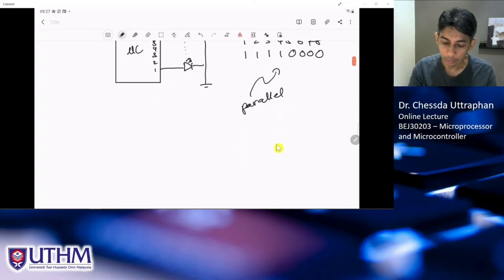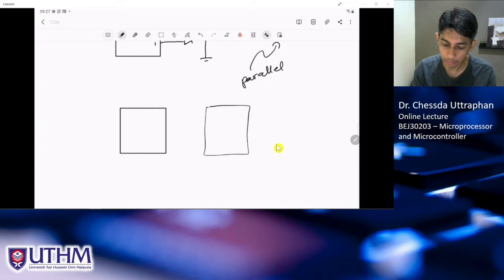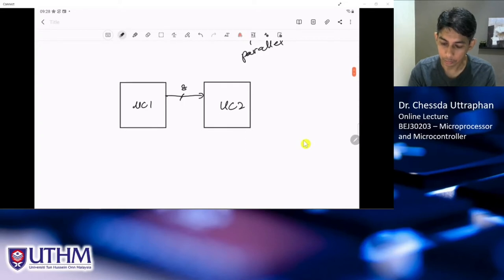It is the same as when we have two microcontrollers. This is microcontroller 1, this is microcontroller 2. So the line is 8-bit, and we can send the data at one time, simultaneously, 8 bits from microcontroller 1 to microcontroller 2. Right, so that is the parallel communication.